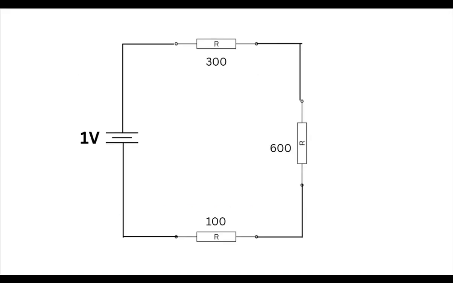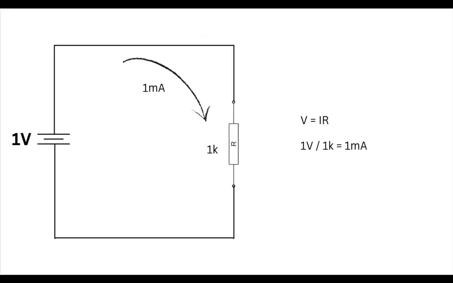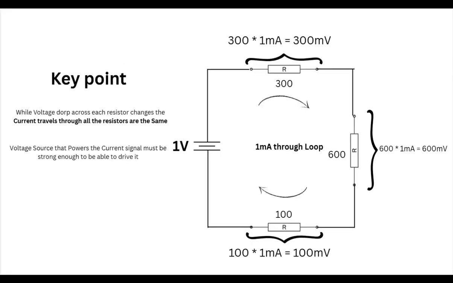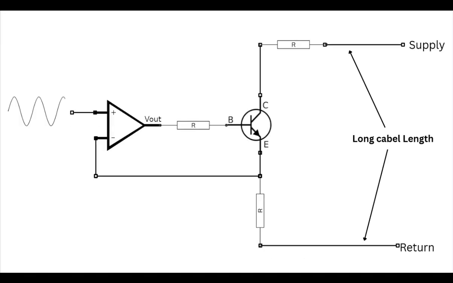Here's a circuit powered by 1 volt. To calculate the current, we simply add resistances together in series and use the relationship V equals IR to calculate the current. Now, if you look at the voltage drop across each individual resistor, you can say, irrespective of the resistance, the current flowing through each resistor is the same. Representing the signal as a current has the advantage of not needing to worry about the voltage drop across any given component. Now, let's jump into the circuit.